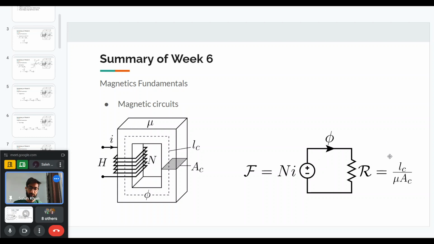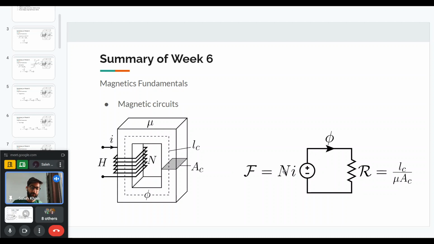And if we have multiple branches here, then we can apply KCL as well, where the entire phi will be divided into multiple fluxes. So magnetic circuits behave just like electrical circuits, and you only have to make the analogous changes. Now, this magnetic flux will depend on the reluctance. If you understand the magnetic flux is just like the current in the electrical circuit, then this current will be given by the MMF divided by the reluctance.